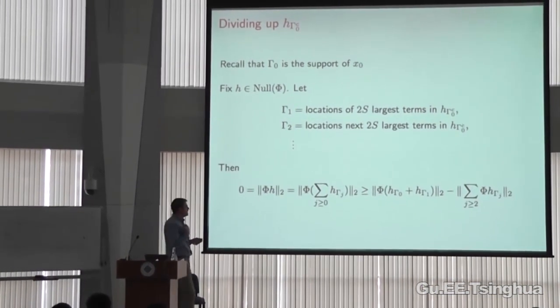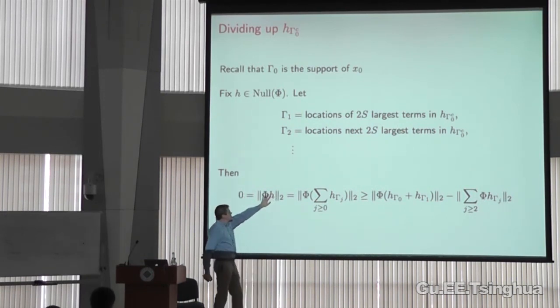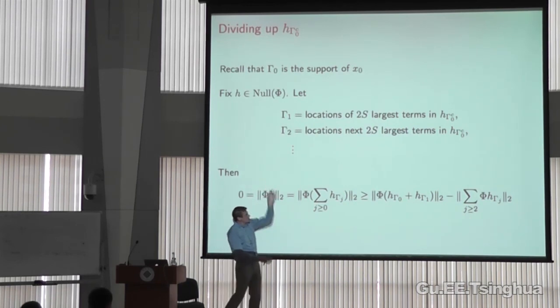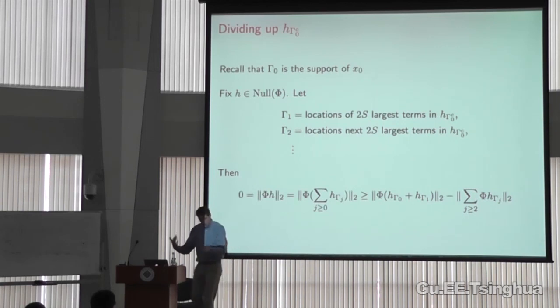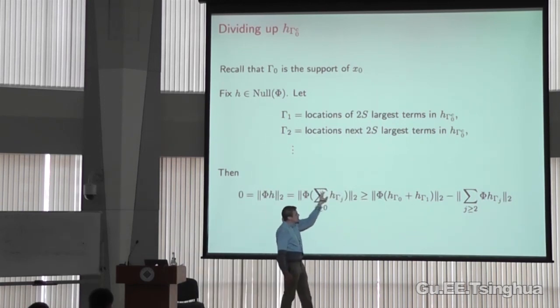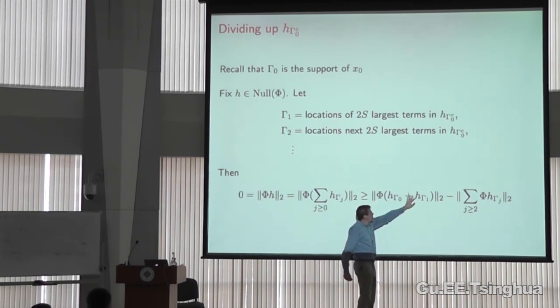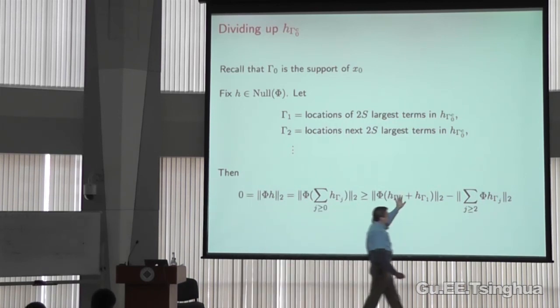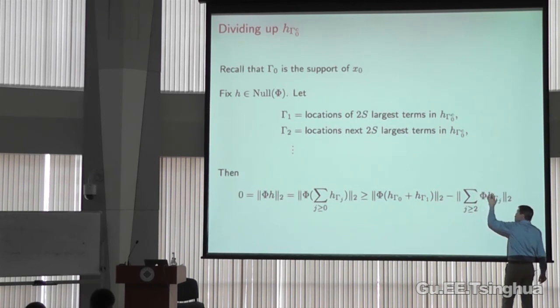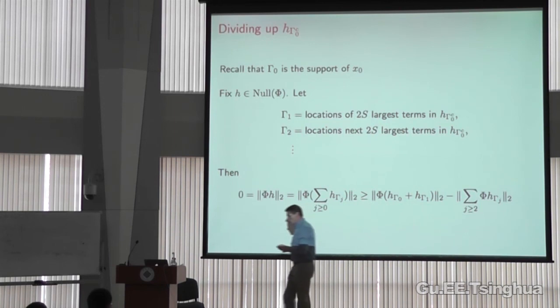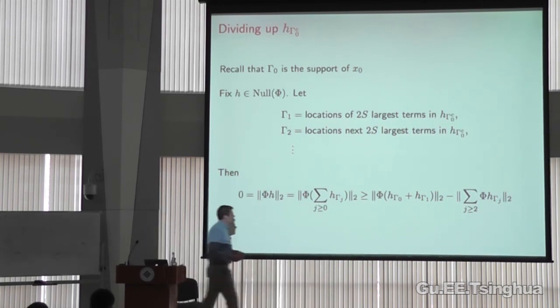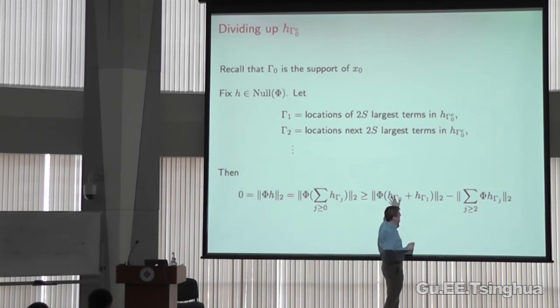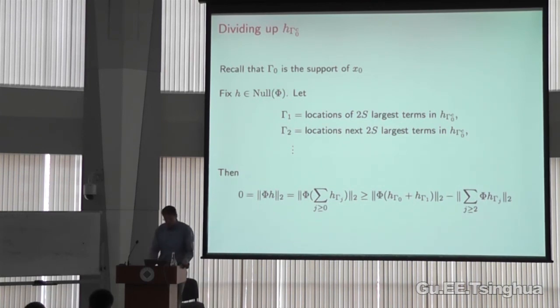Okay, so what's one easy thing we can say? We know that phi h is equal to 0. And we know that these supports, these different gamma j, are disjoint from one another. So we can just rewrite h as the sum over all these different supports, and we break this into two parts. We look at h on the support of x naught and its other 2s biggest terms, so we have this 3s sparse vector here. And then we have a sum of phi applied to a bunch of other 2s sparse vectors. What we want to show now is that, because h is spread out, this quantity has to be much smaller than the magnitude of the quantity on the left. That just follows from h being in the null space and our definitions.